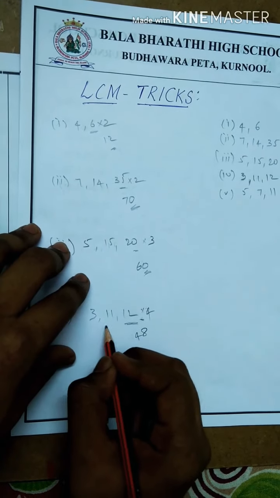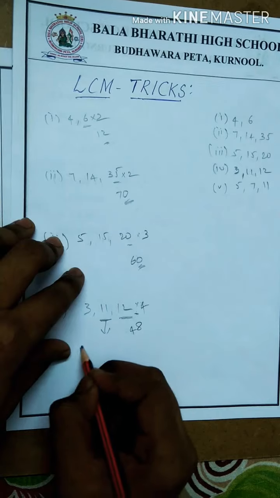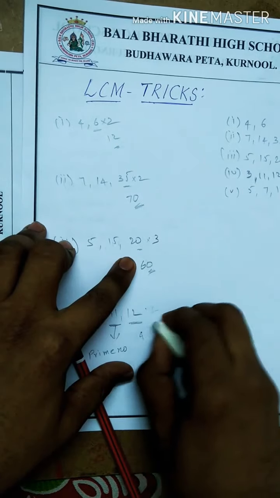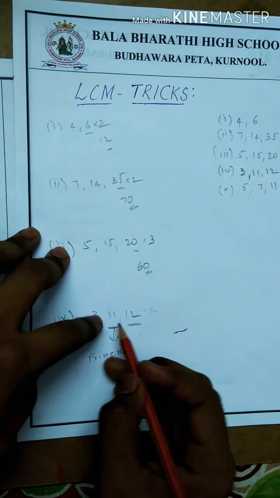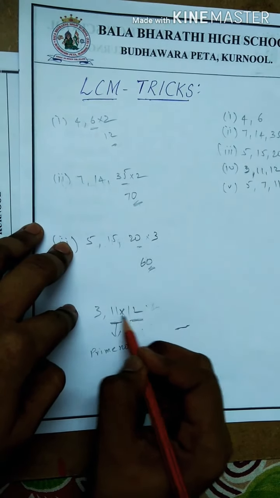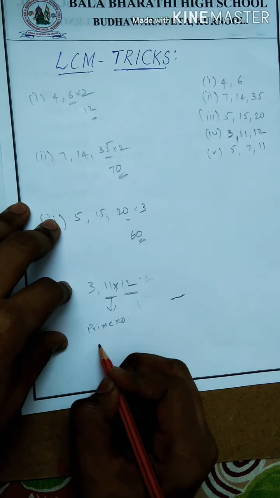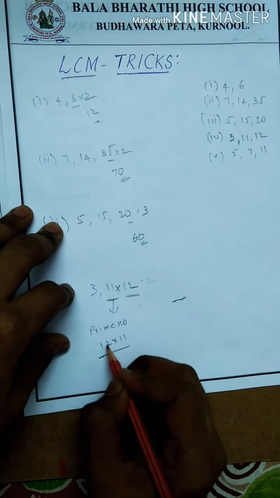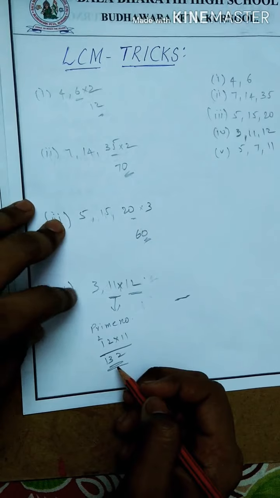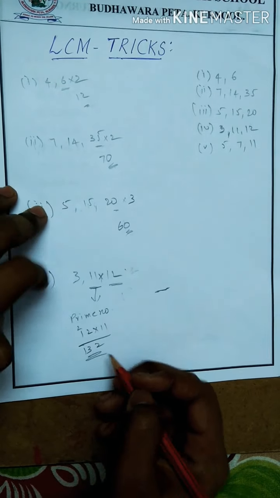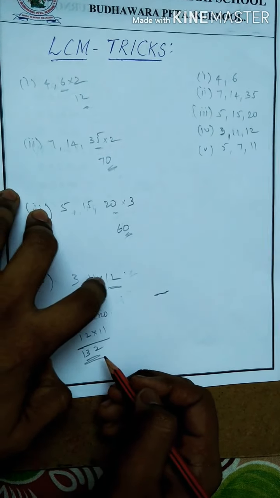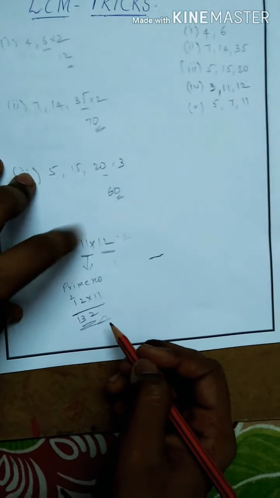Again this 48 cannot be divided by 11. If we observe here, 11 is a prime number. That is why what you need to do is just multiply this prime number with the highest number. That is, multiply 11 with 12. So we got 132. So this 132 is the LCM of 3, 11, 12. You can see 132 can be divided by 3, 132 can be divided by 11, 132 can be divided by 12. Therefore 132 is the LCM of 3, 11 and 12.